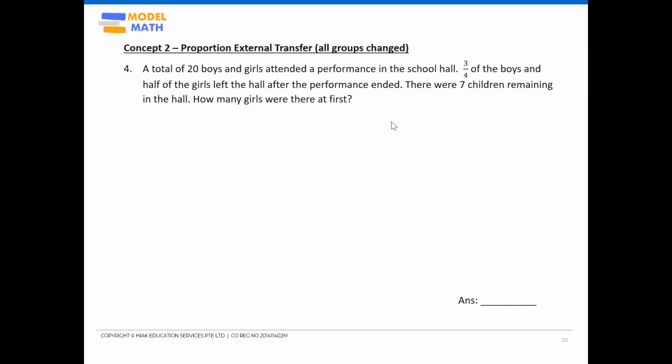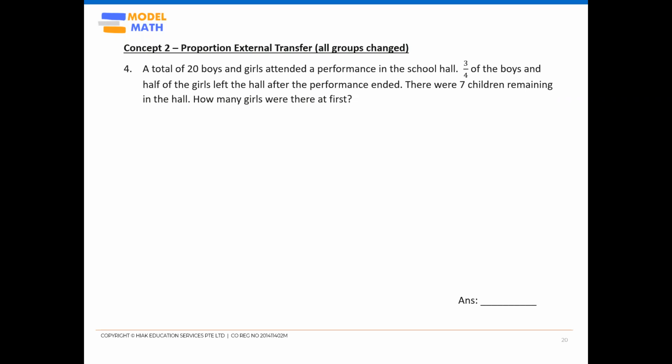A total of 20 boys and girls attended a performance in the school hall. Three-quarters of the boys and half of the girls left the hall after the performance ended, and there were 7 children remaining in the hall. So how many girls were there at first?